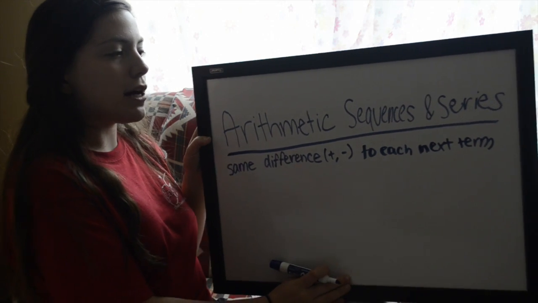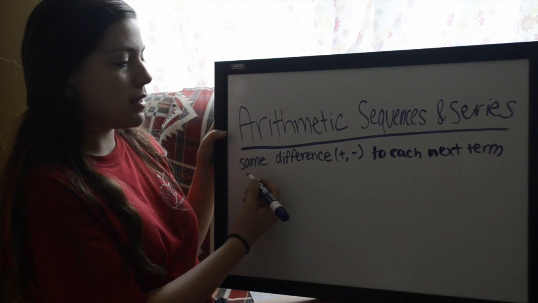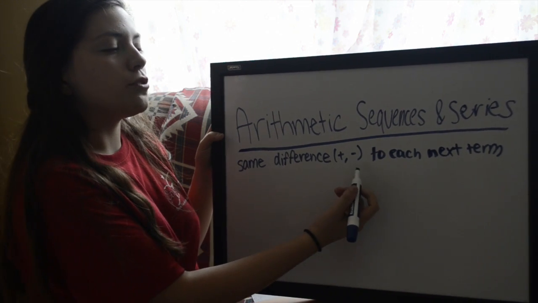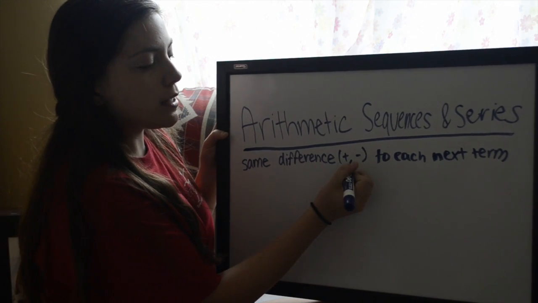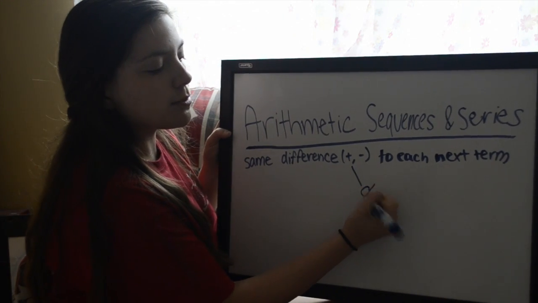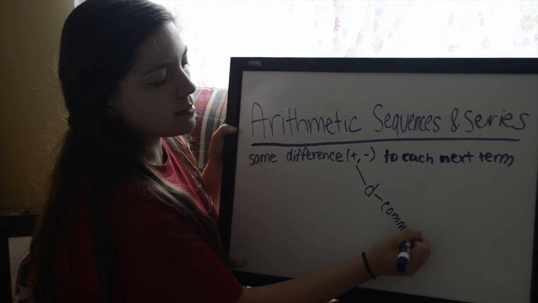Today we're going to be talking about arithmetic sequences and series, and the basic definition for that is that there's going to be a same difference. You're either going to add or subtract a number to get each next term. And this plus or minus that you find is going to be termed as D, and that is the common difference.